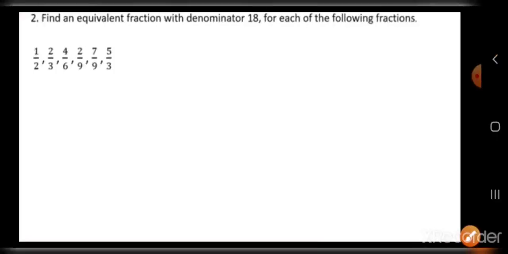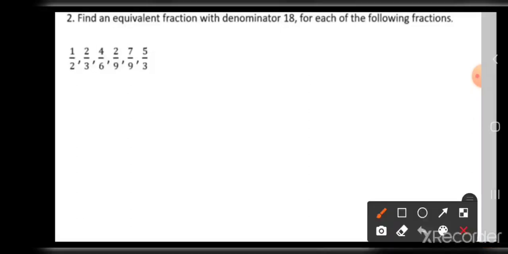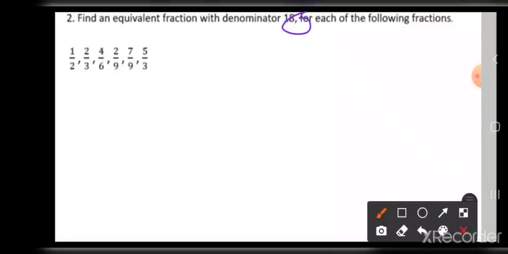Next, question number 2. Find an equivalent fraction with denominator 18. Here we need to find out the equivalent fraction, and the denominator is 18 for each of the following fractions. Question number 1. 1 upon 2 is equal to dash upon 18.